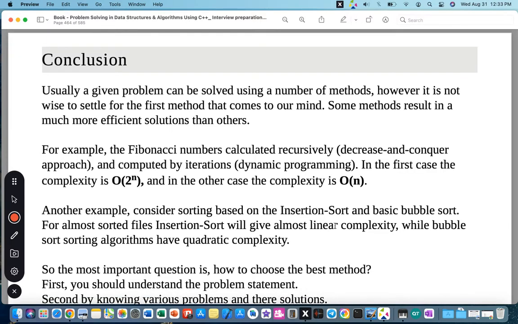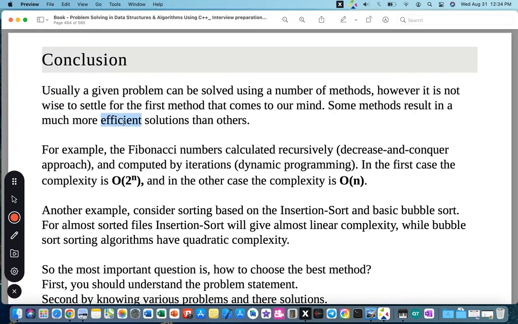Conclusion. Usually, a given problem can be solved using a number of methods. However, it's not wise to settle for the first method that comes to our mind. Some methods result in much more efficient solutions than others.